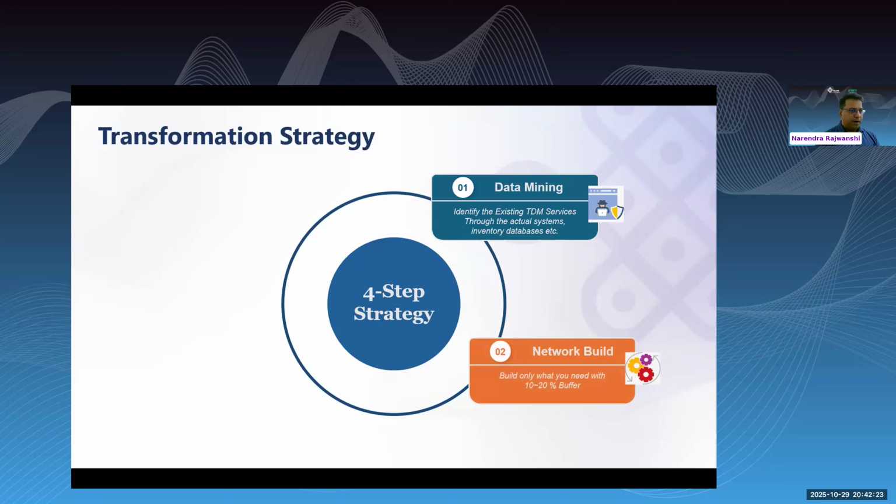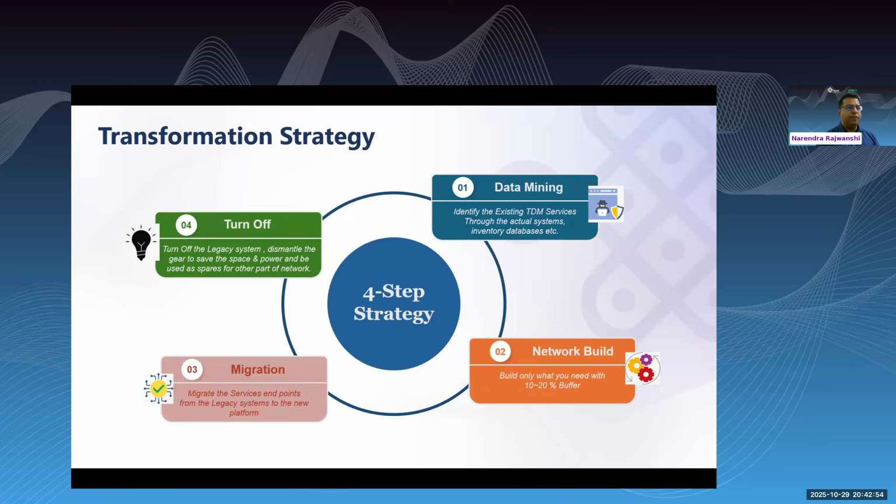And then the network build, of course. So build only what you need with a 10-20% buffer, which is always the case in any telecom scenario, in case some new additions are to be made or in case some things were missed out in the data mining. The third important step is the migration, which is very crucial: how to migrate the service endpoints from the legacy system to the new one.